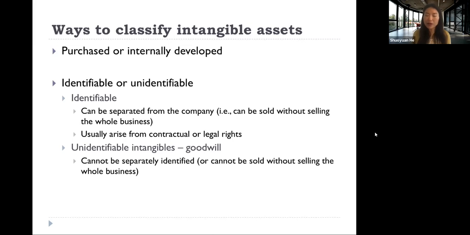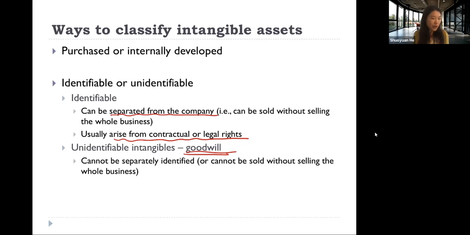So identifiable intangible assets can be separated from the company, and they usually arise from contractual or legal rights. With regard to the unidentifiable intangible asset, actually, the only unidentifiable intangible asset is goodwill. So that is just goodwill. They cannot be separately identified. So we cannot separate each unidentifiable intangible asset. That's why we just need one item, and we put them all together. Those cannot be identified, and we give them a name that is called goodwill.